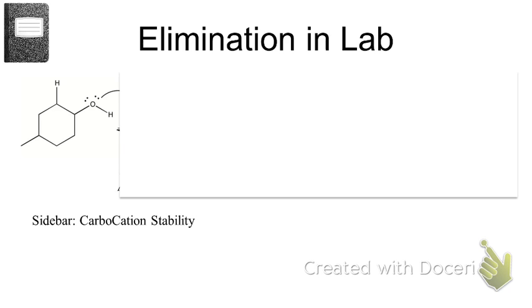So if we're going to evaluate our elimination in lab, one of the things that we need is that leaving group, our OH, to leave. And we said it can't leave on its own, so we're going to have to evaluate the chemistry of that oxygen and hydrogen first. So let's take a look at, say, that oxygen-hydrogen bond. If we draw that in, so we're all looking at the same thing.